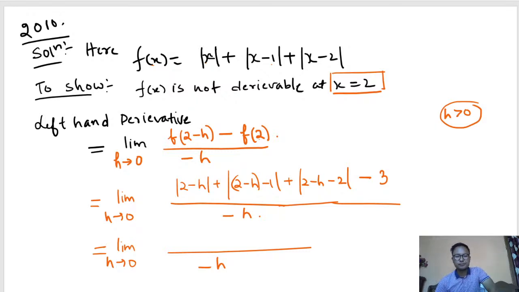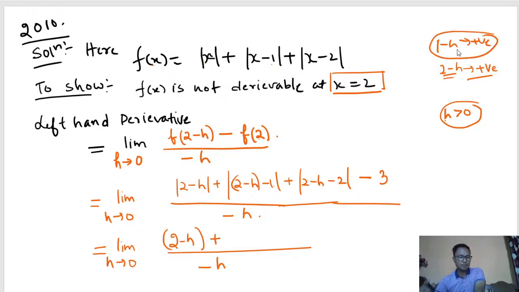Okay. Now let me continue then. Now 2 minus h: we have h as a small number, so 2 minus h is a positive number. Since h is a small number like 0.something, 2 minus h will be positive. Then 2 minus h minus 1 is 1 minus h, and since h is very small, 1 minus h is also a positive number.